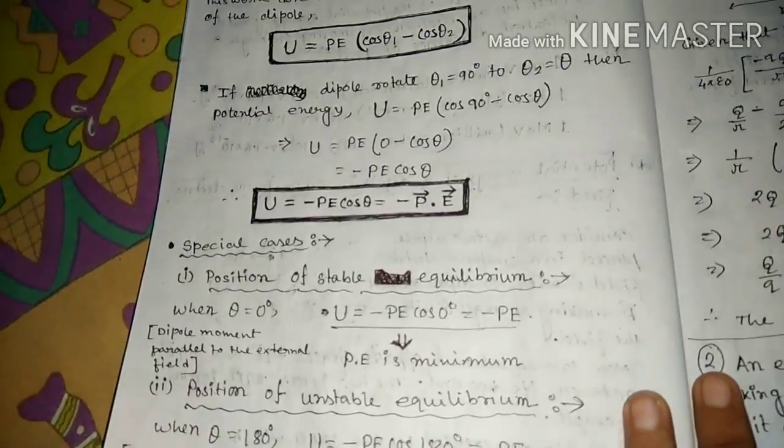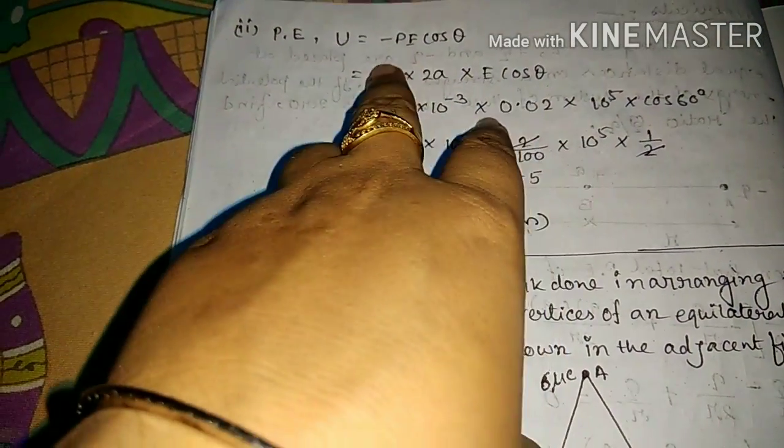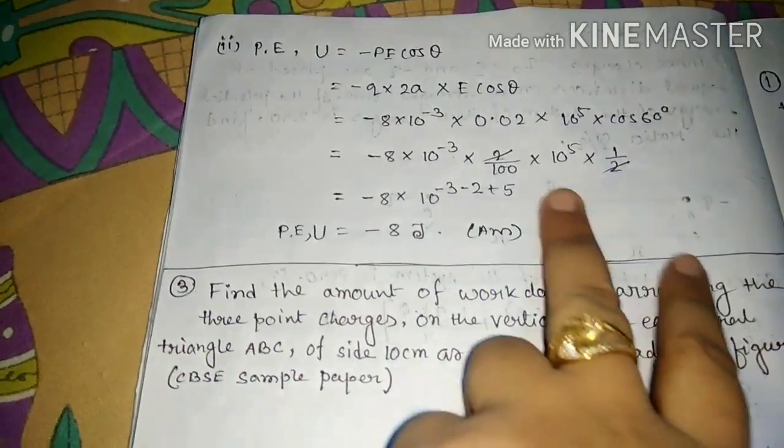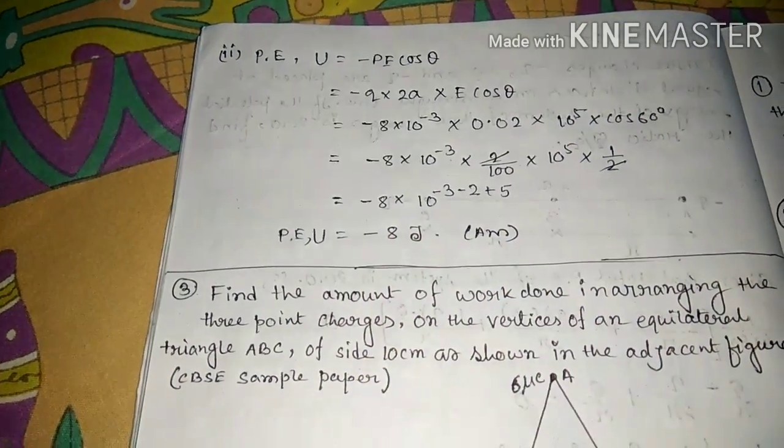Now the potential energy of the dipole. U equals minus PE cos theta. In place of P we write Q into 2a, so U equals minus Q into 2a into E cos theta. Putting the values, we have U equals minus 8 joule.